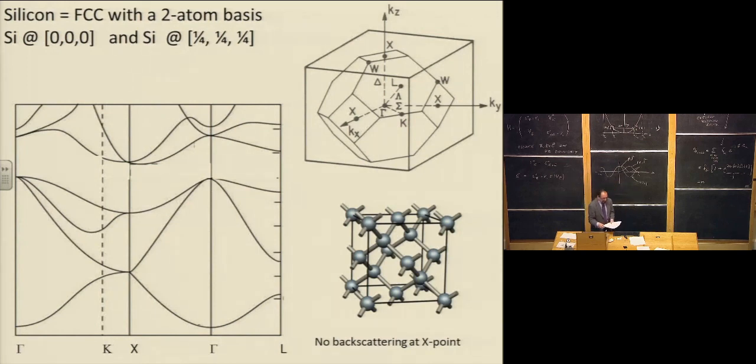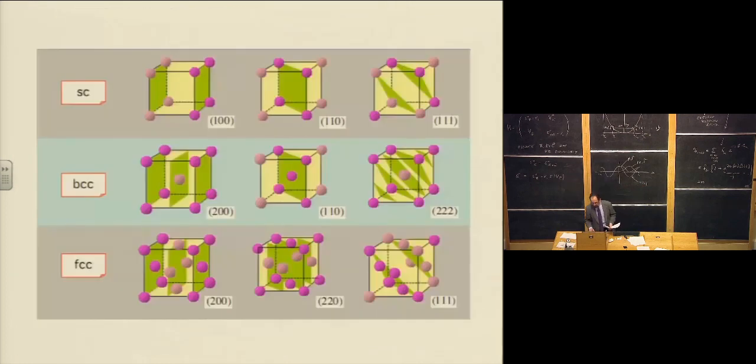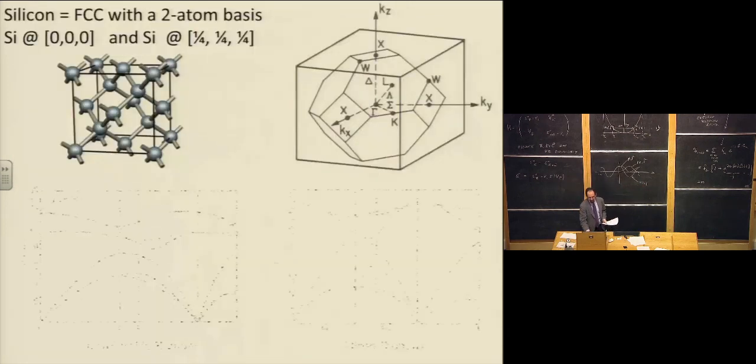And this physics actually occurs for X-rays in silicon. There's no scattering of X-rays for silicon in the 2, 0, 0 direction. It occurs for electrons. There's no backscattering at the X point for electrons in silicon. It also occurs for phonons. Let's see, here's the phonon spectrum for silicon.